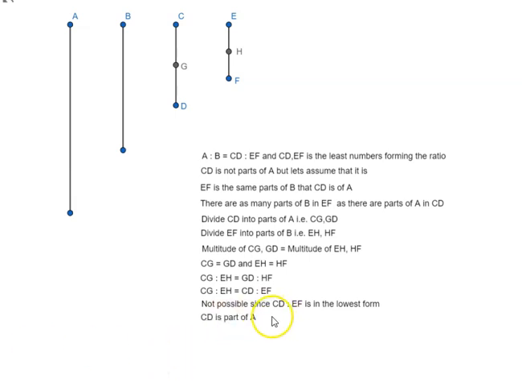If CD is part of A, EF will also be the same part of B because of the proportion, which means CD measures A the same number of times that EF measures B, which is what the proposition is saying. That is proposition number 20 of book 7 of Euclid's Elements.